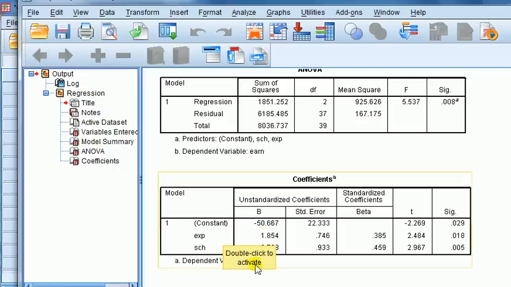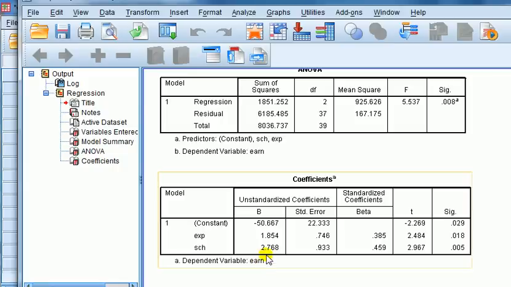God, how I hate every time you look at a box, it's always got this yellow thing flashing up. Double click to activate. Get rid of that. Okay, there it is again.